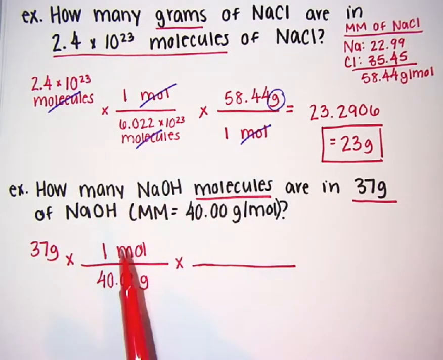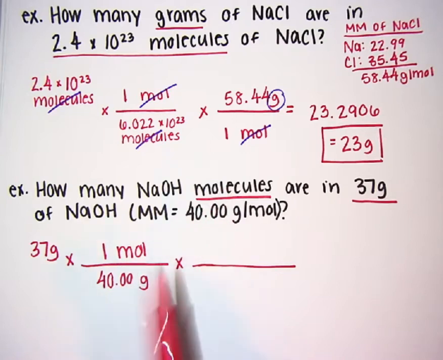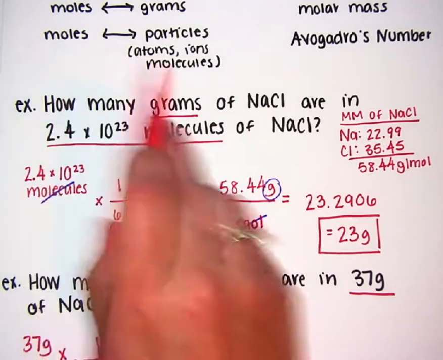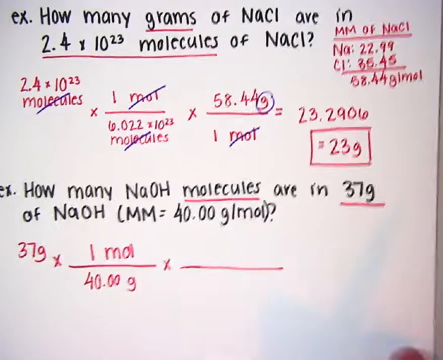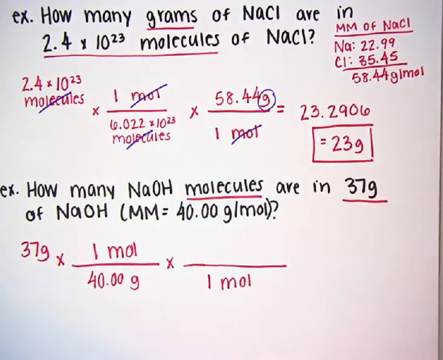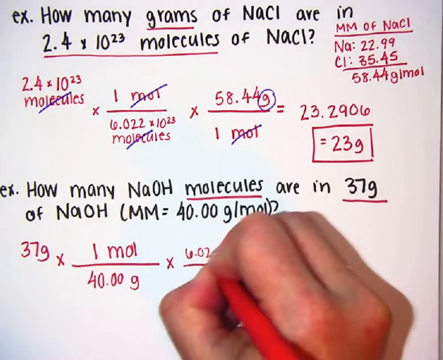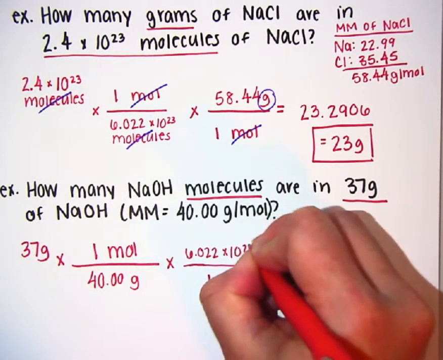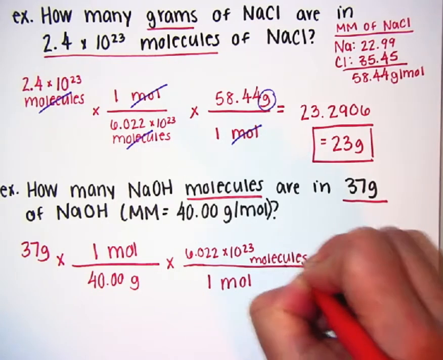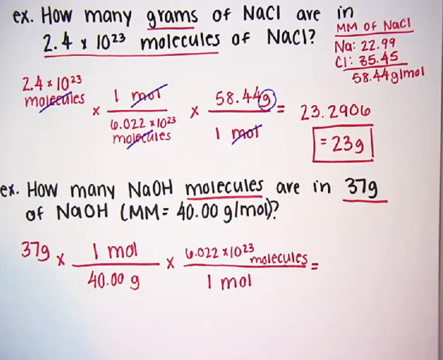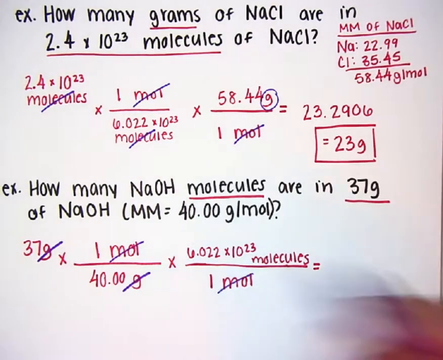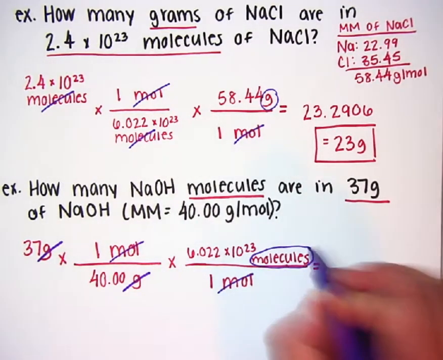Next, we can't stop here. A mole is not the same thing as molecules. So now if I'm converting from moles to molecules, I need Avogadro's number. Always setting up our units to cancel. In 1 mole, there is 6.022 times 10 to the 23rd molecules. Grams divided by grams cancel. Moles divided by moles cancel. And we're left with molecules, which is what we're solving for.